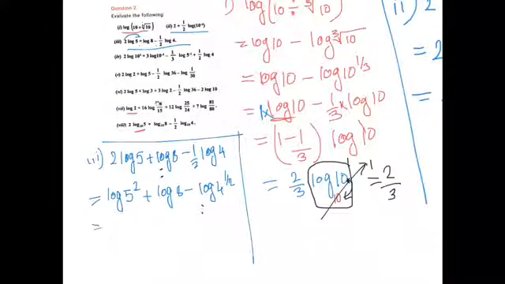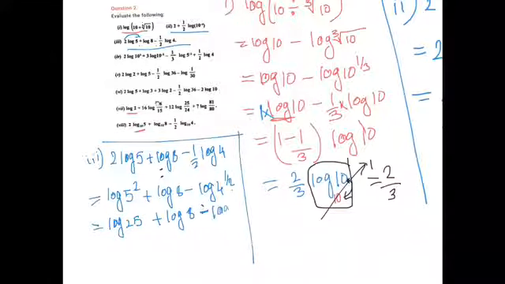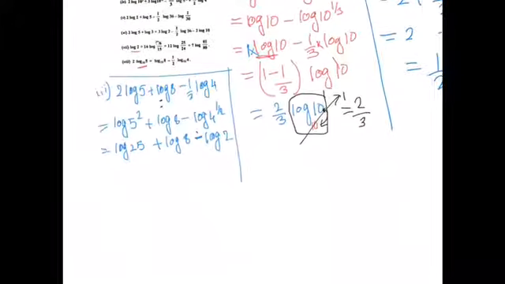Now log 5 square can be written as log of 25. 5 square is 25, plus log of 8 as we keep it this way, and half means root, so it can be written as log of 2. So log 25 plus log 8 minus log 2 is my problem, which is easy.